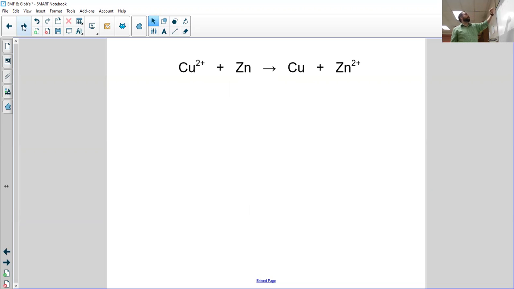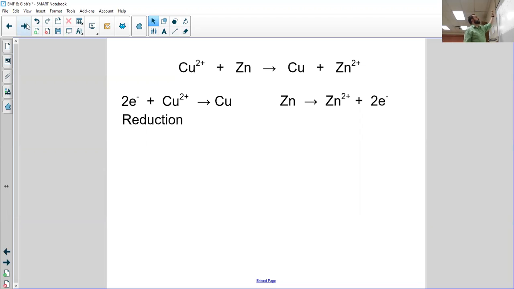So we have copper 2+ plus zinc goes to copper plus zinc 2+. We're going to split this like we do with our half reactions. So we have our copper 2+ going to copper and our zinc going to zinc 2+. We have to balance those out. All we have to do is add electrons to balance out the charges on both sides. We're gaining 2 electrons over here with the copper, which means it is a reduction, or RIG. And then we're losing 2 electrons with the zinc, so it's an oxidation. So that's OIL RIG: oxidation is losing, reduction is gain.